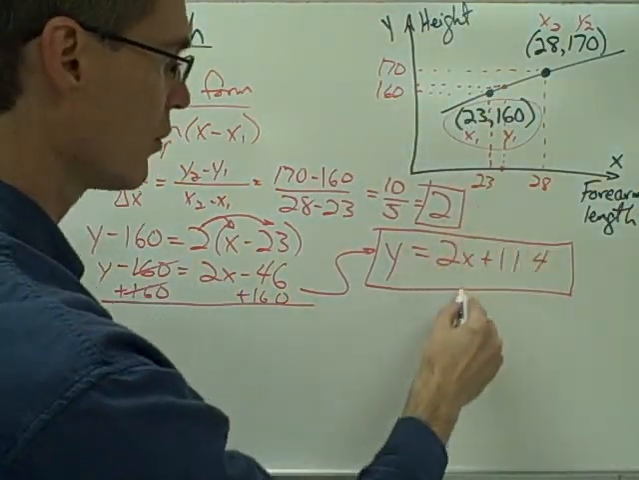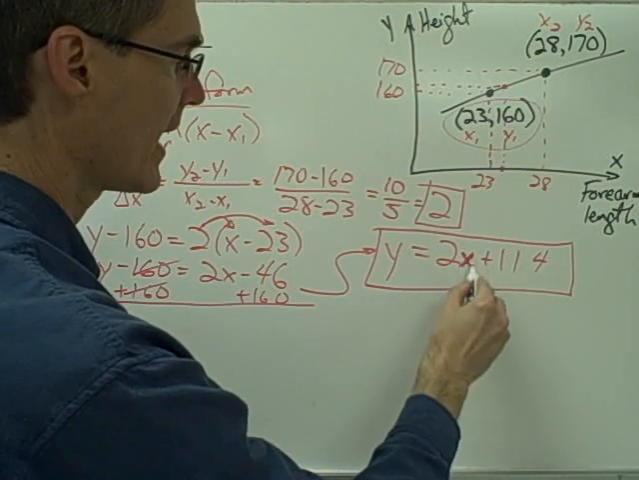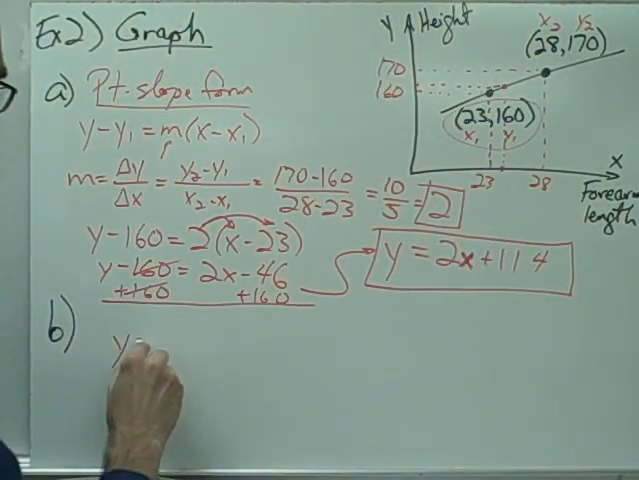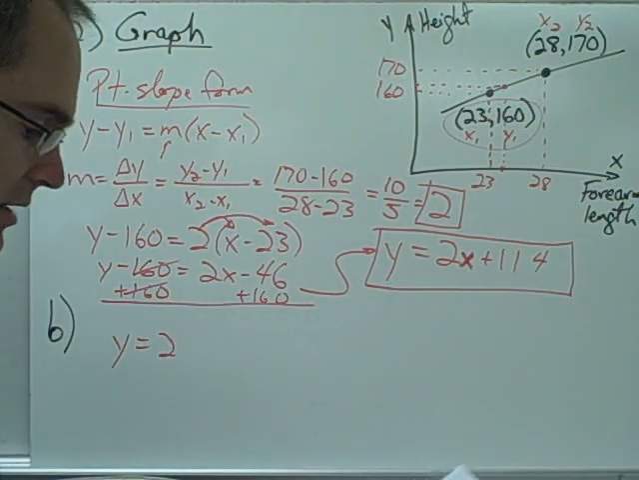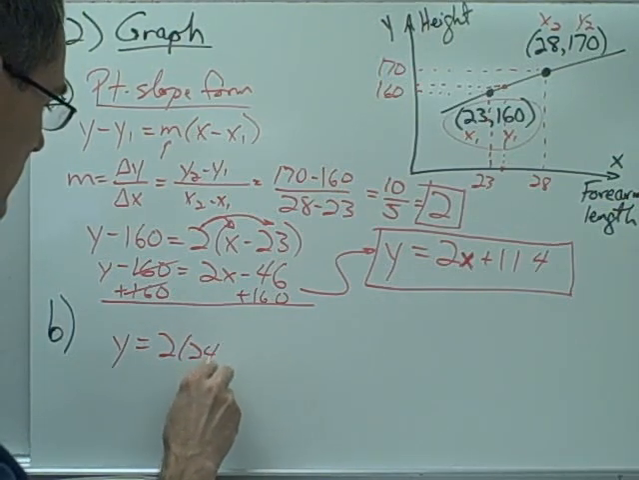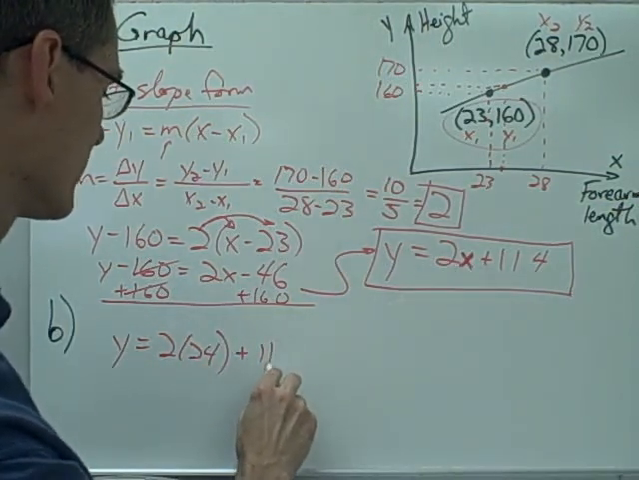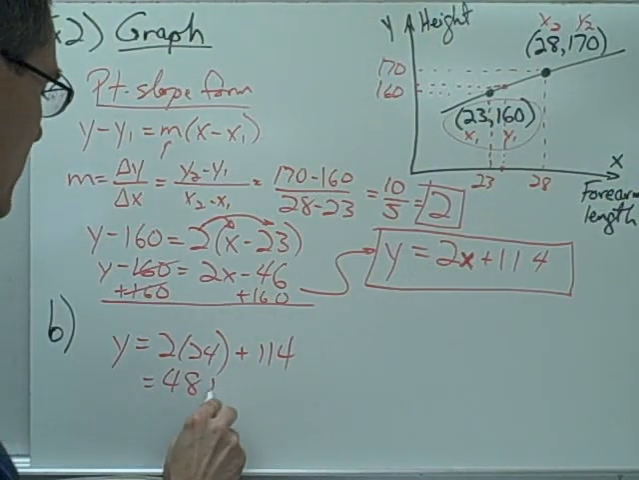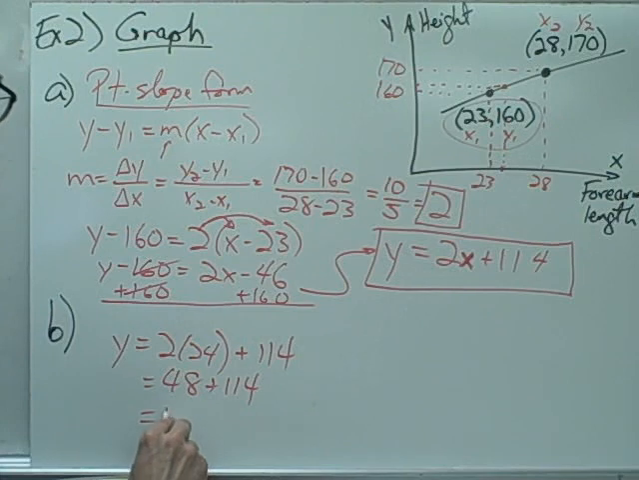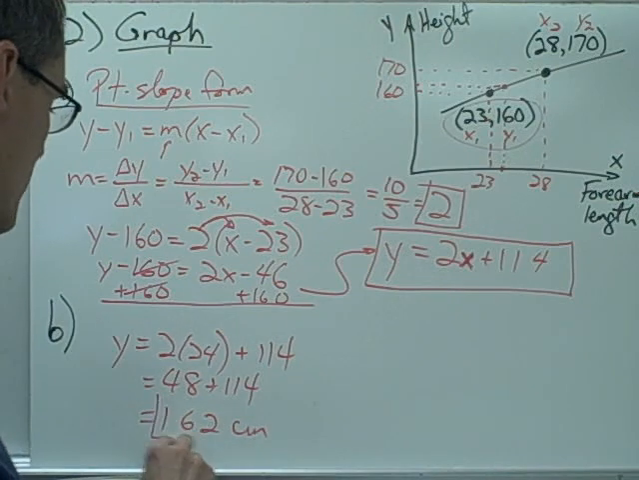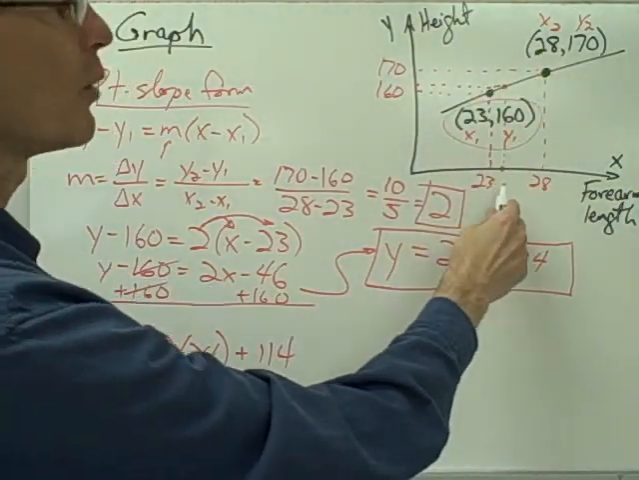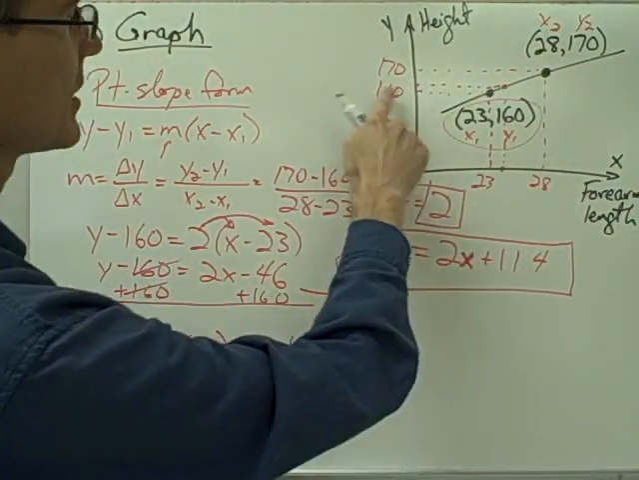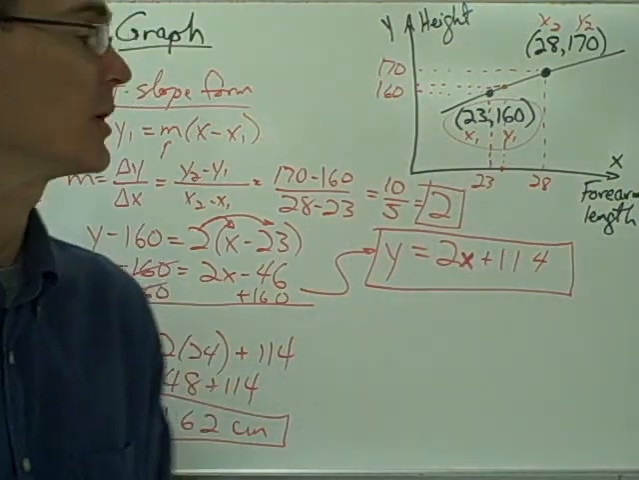Well, if her forearm length is 24, I can just plug that value in for x, that's my independent variable, and I can calculate what her height would be. So y equals 2 times x. X in this case is 24. So 2 times 24 plus 114. That gives me 48 plus 114, which is 162 centimeters. So I would expect that a woman whose forearm is 24 centimeters long, based on this model, has a height of 162 centimeters.